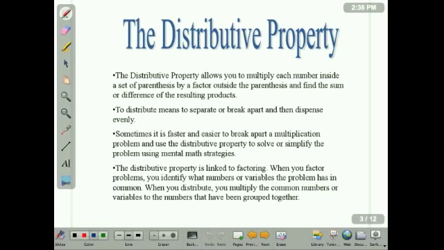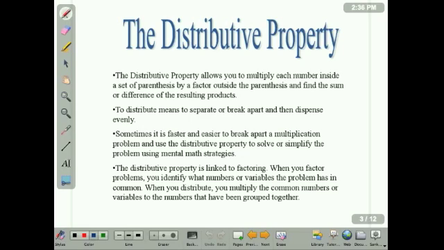The distributive property allows you to multiply each number inside a set of parentheses by a factor outside the parentheses and find the sum or difference of the resulting products. To distribute means to separate or break apart and then dispense evenly. Sometimes it's faster to break apart a multiplication problem and use the distributive property to solve or simplify the problem using mental math strategies.